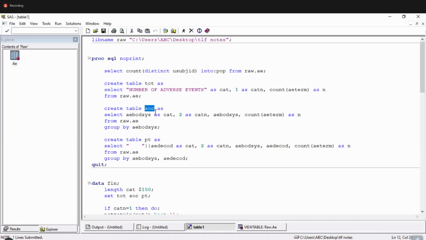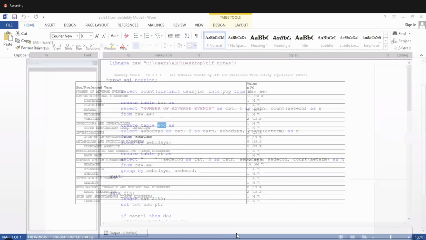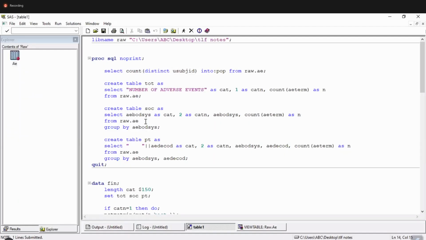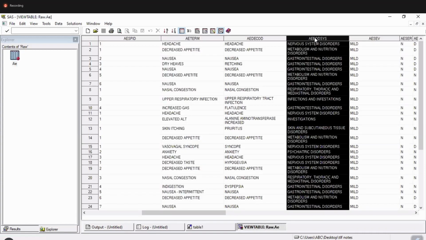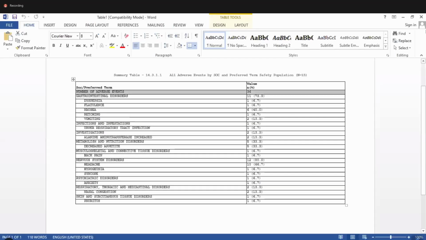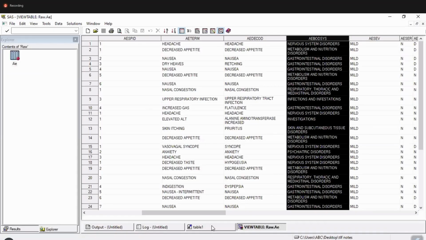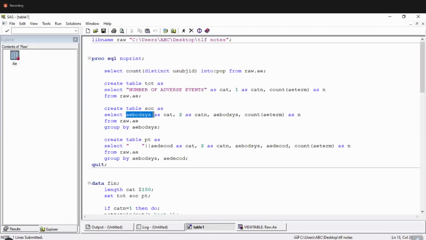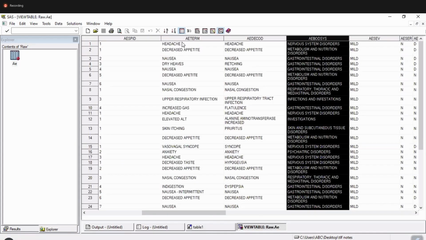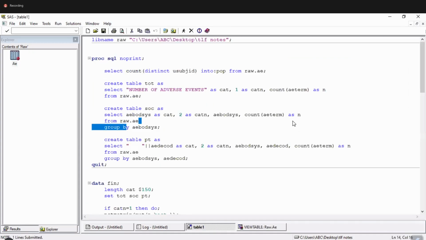Next, SOC, system organ class. How to derive the SOC? Here I'm taking all the AE body systems. Under each AE body system, how many AE terms are there? I'm taking the AE body system variable as the cat variable, n. The count of AE when I'm grouping by AE body system means under each body system, how many adverse events are there. The count will come here.